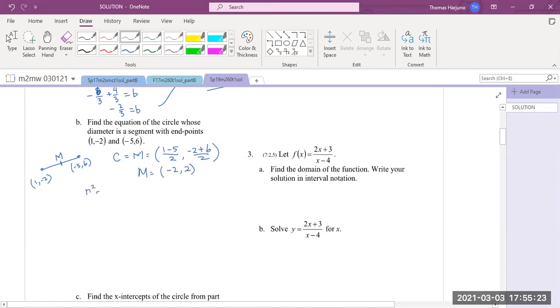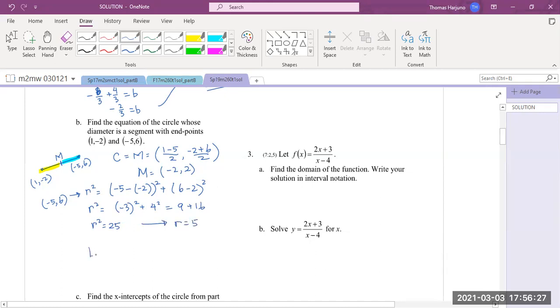And then the radius squared will be the distance from the midpoint to either one of the coordinates. So let me use the midpoint and (-5, 6). So -5 minus -2, x2 minus x1 squared, plus y2 minus y1 squared, equals the distance squared, in this case the radius squared. By the way, the nice thing is you don't actually need to find r later on, because in the equation of the circle, what you need is actually r squared. So (-3) squared plus 4 squared equals 9 plus 16. So r squared equals 25. Of course, you still can say that the radius equals 5, right?